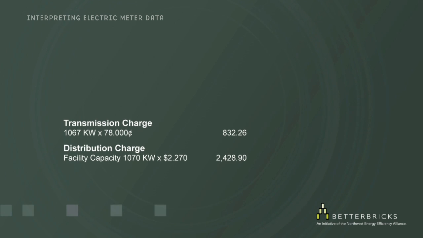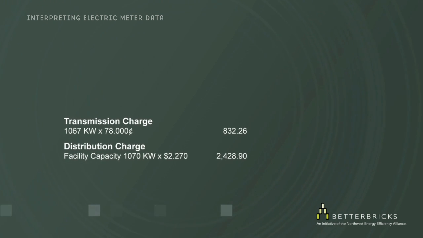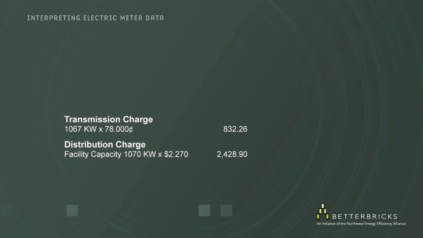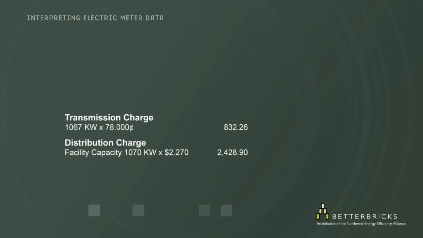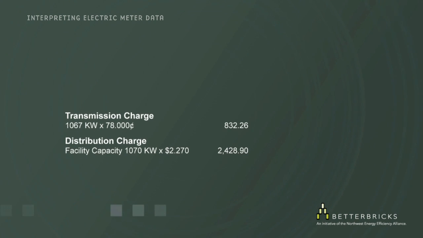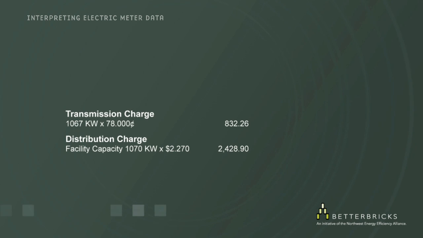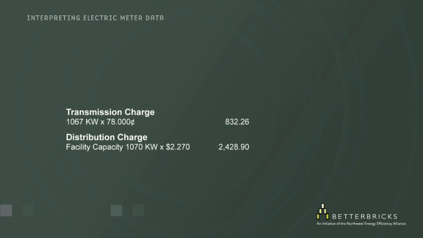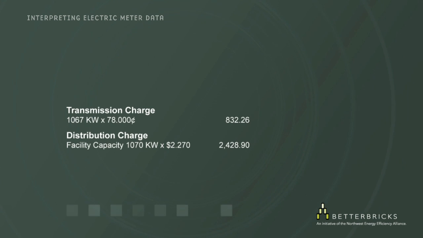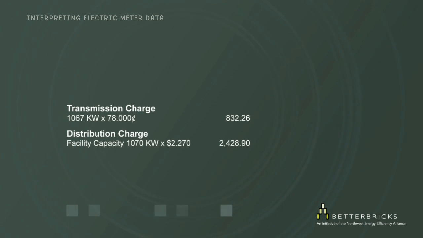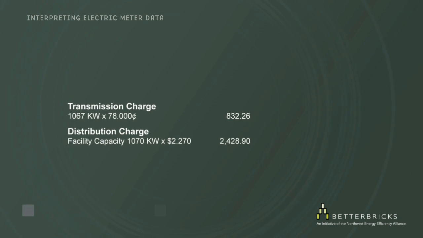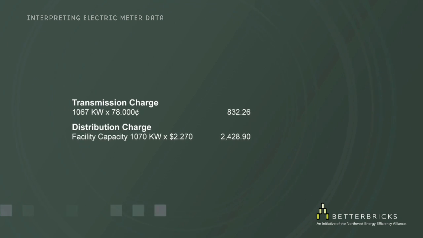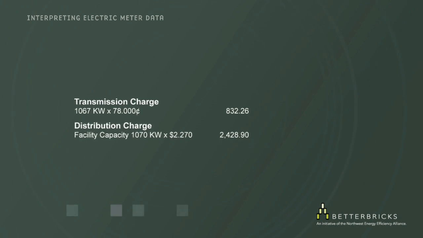Now, many utilities will take your largest readings, in this case, a capacity reading for each month over the past 12 months. They'll take your two highest readings and average those together to have that be your distribution charge. Make sure you check with your utility to find out what those facility capacity charges are and how they're based, because each utility may have their own way of doing those calculations.